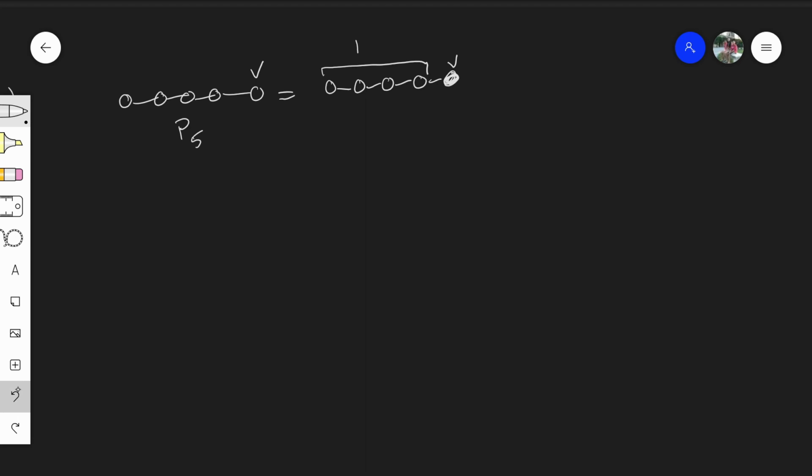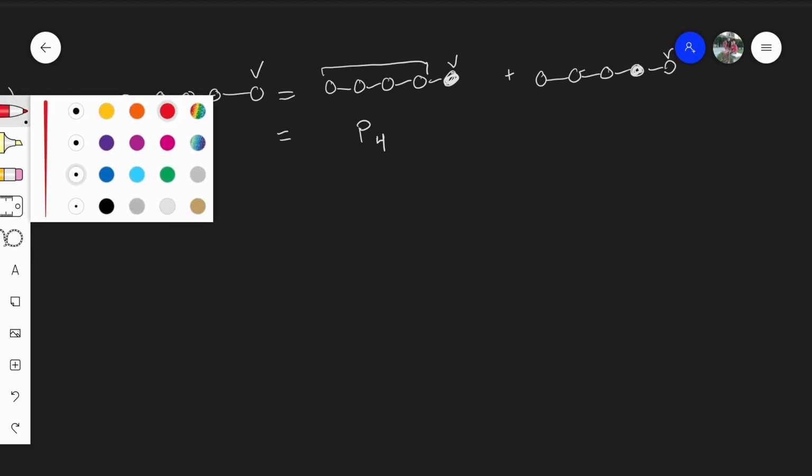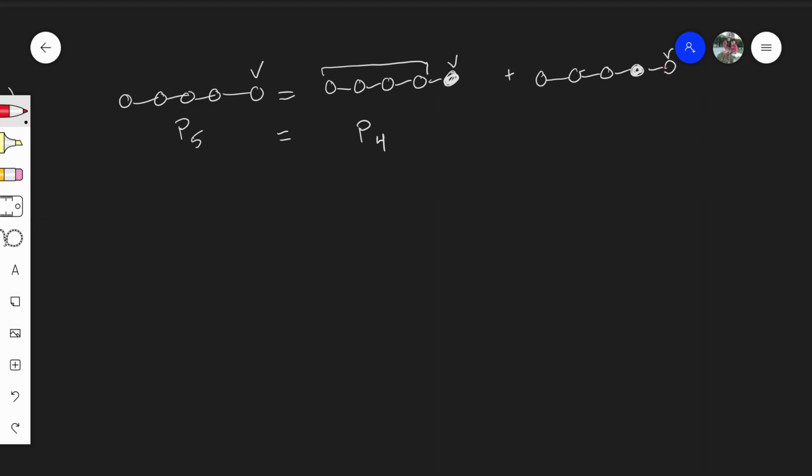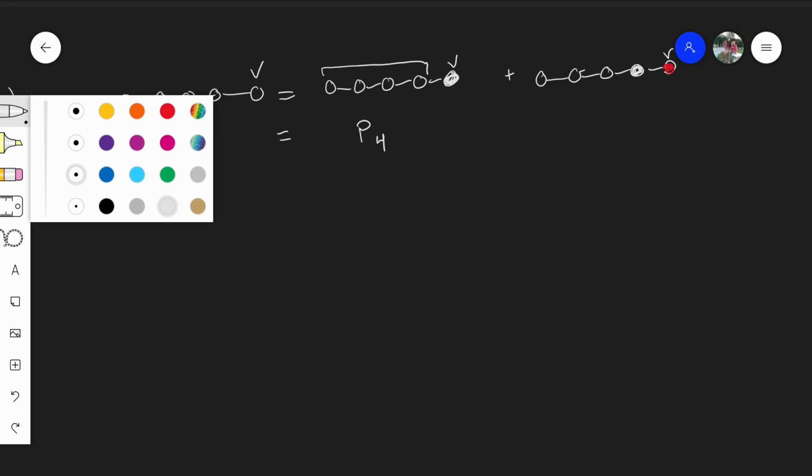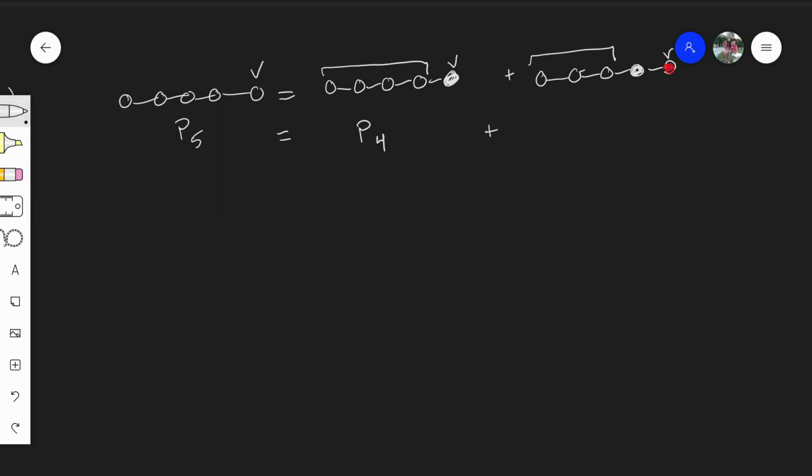And the 4 vertices are in a line. The 4 vertices can be colored however they want. The number of ways to color that is P4. And then we have our second case where the end vertex is colored red. That means that all the vertices connected to that end vertex must be white. And remember that white can be ignored because it's a wild card color. That leaves me with P3 ways of coloring.